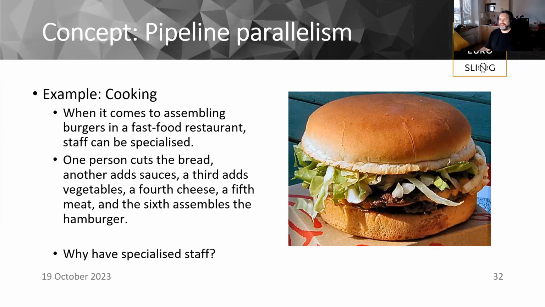For example, if there is a really big demand for food in fast food restaurants, they have many people there. One cuts the bread, another is frying, turning the burgers. The third one adds sauces. And if you want to see this in practice, go to a Five Guys restaurant where they literally work this way.